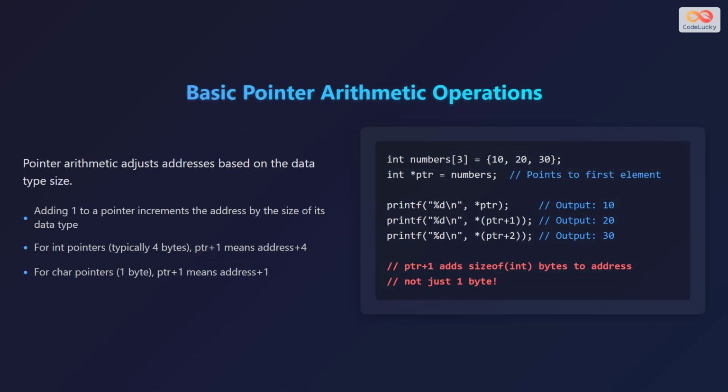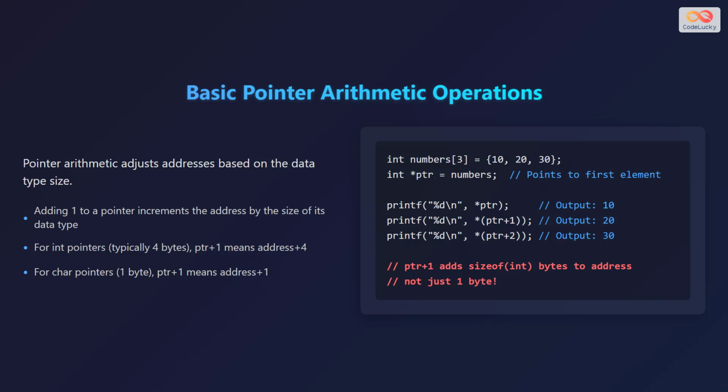Pointer arithmetic involves adjusting memory addresses based on the size of the data type a pointer refers to. A key concept to grasp is that when you add 1 to a pointer, you're actually incrementing the address by the size of the data type it points to. For example, if you have an integer pointer, adding 1 to it typically increments the address by 4 bytes, assuming an integer is 4 bytes. With character pointers, adding 1 increments the address by just 1 byte, since a character occupies 1 byte in memory.